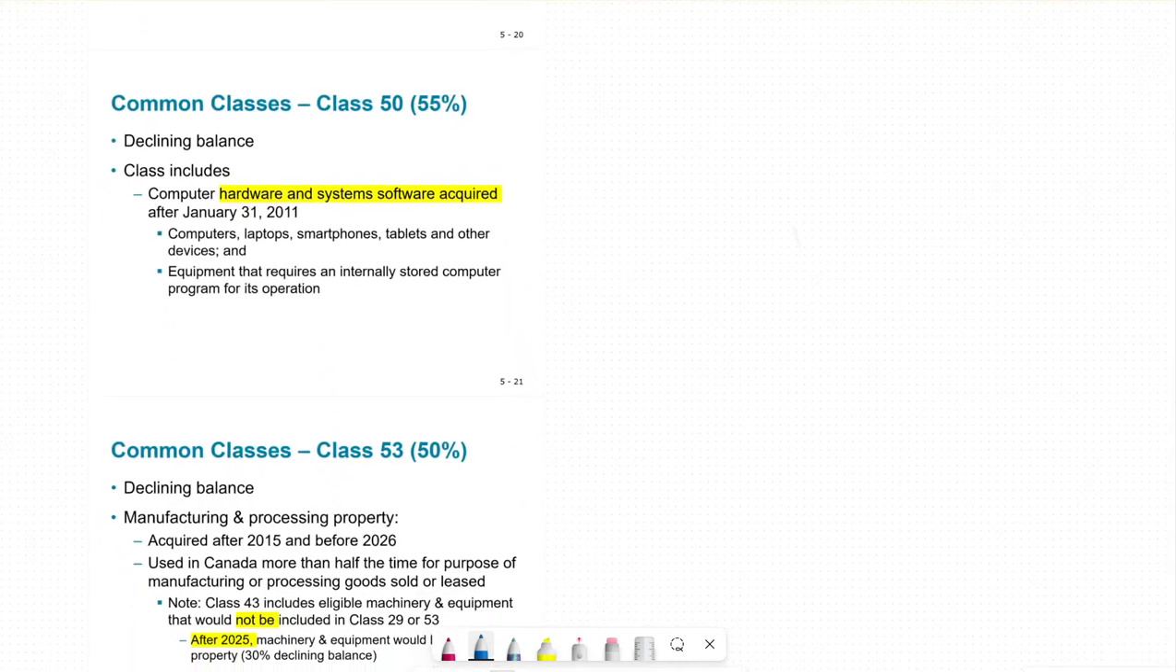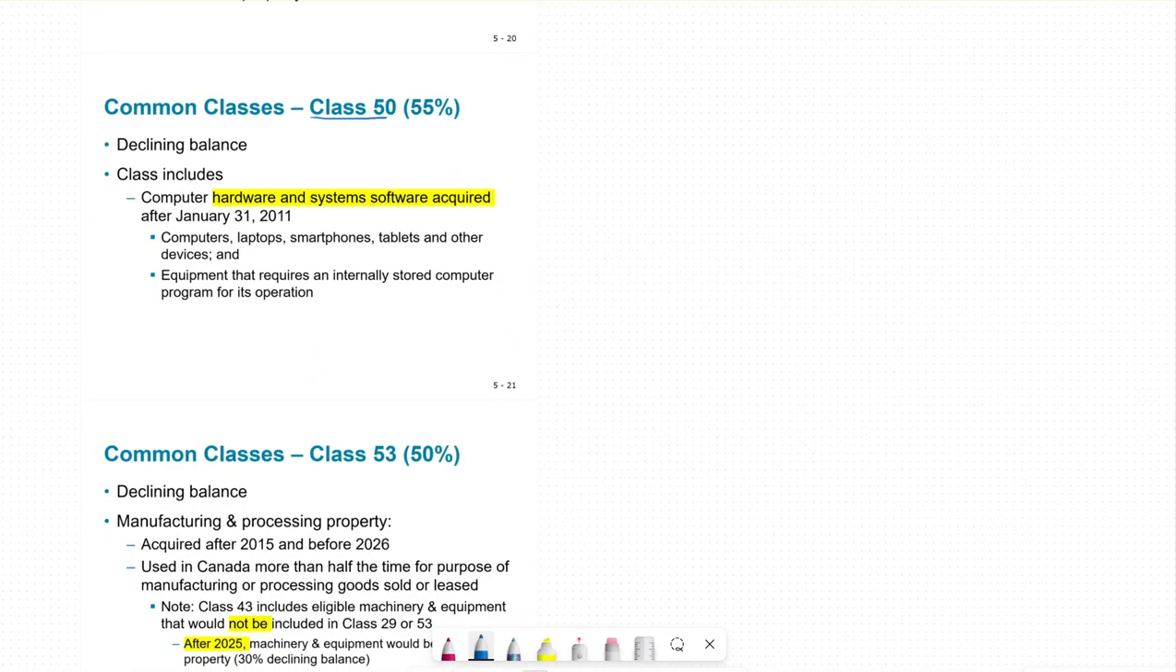Now the next one is class number 50. The CCA rate is 55%. Again, these are the most common ones. The ones I talk about are tested more, and are used in the work field more. What is included in this class? Hardware and system software that are acquired after January 31st, 2021. It includes any computers, laptops, smartphones, tablets, and other devices, also equipment that requires internally stored computer programs for its operation. We're allowed to take a CCA of 55%.